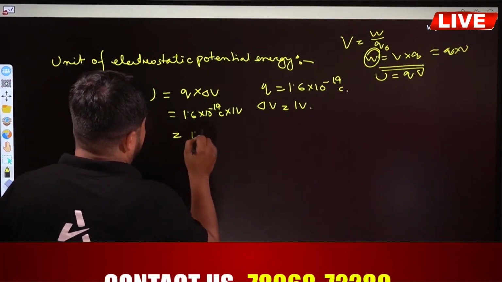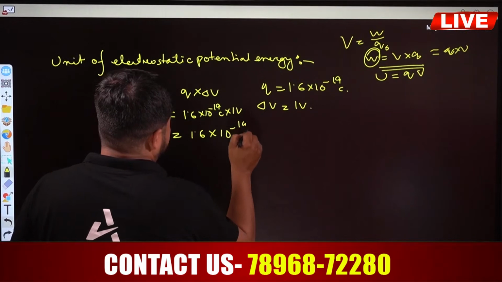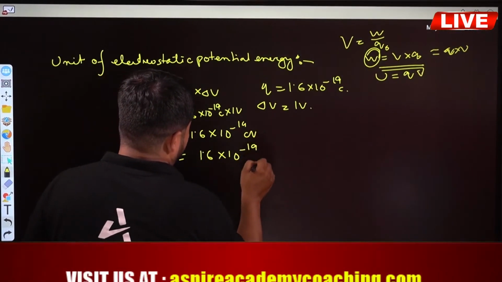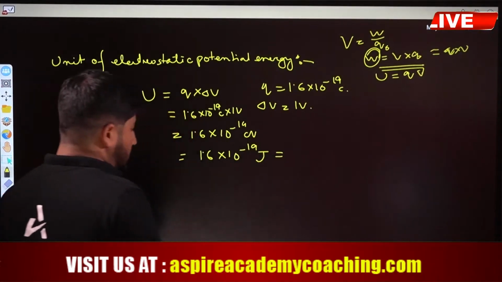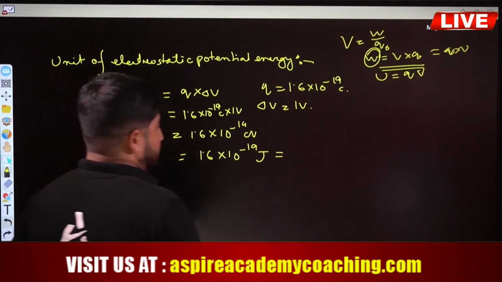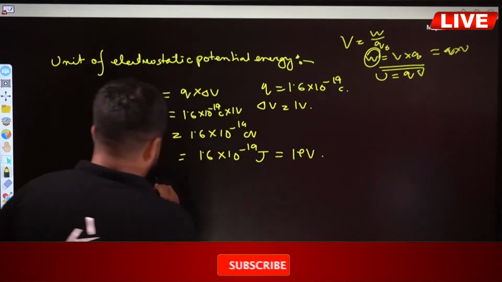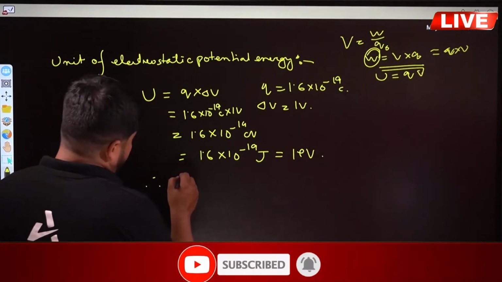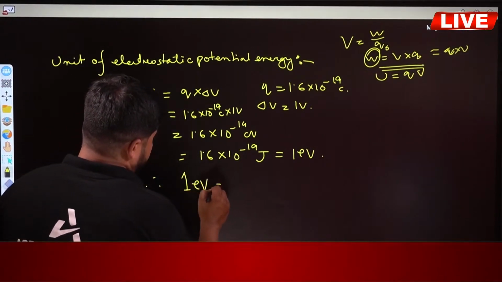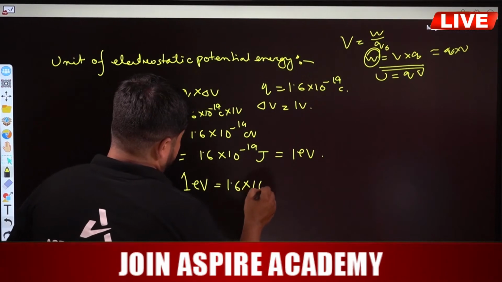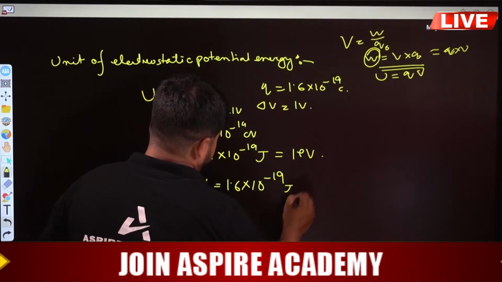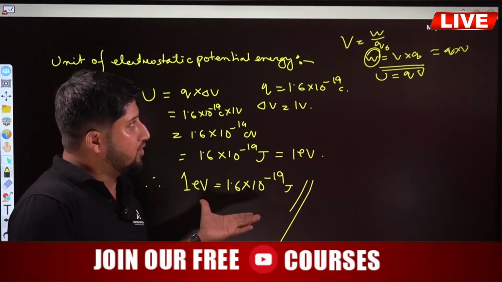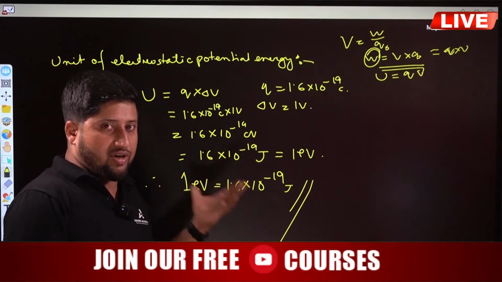So after that, 1.6 into 10 to the power minus 19 coulomb volt is called what? 1.6 into 10 to the power minus 19 joule, and this we call 1 electron volt. So the unit of electrostatic potential energy is called electron volt. So 1 electron volt is equal to what? 1.6 into 10 to the power minus 19 joule. Okay, this is all about the unit of electric potential energy.